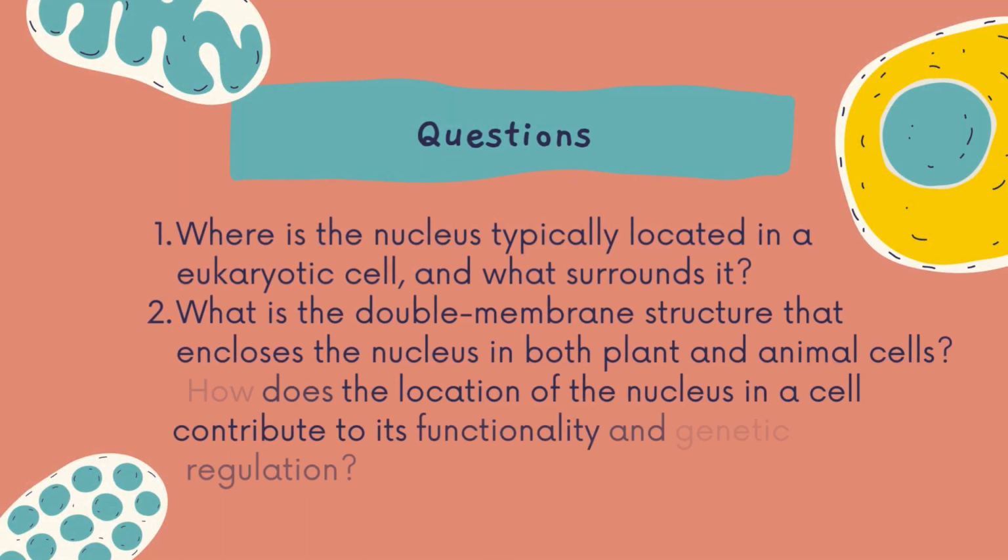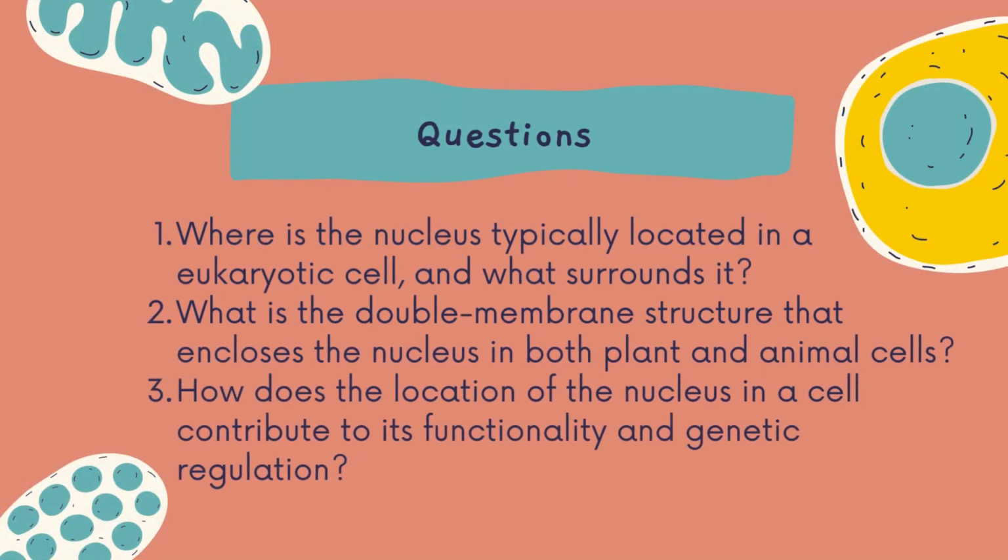Here are some questions related to the topic. Number 1. Where is the nucleus typically located in a eukaryotic cell, and what surrounds it? Number 2. What is the double membrane structure that encloses the nucleus in both plant and animal cells? And number 3. How does the location of the nucleus in a cell contribute to its functionality and genetic regulation?